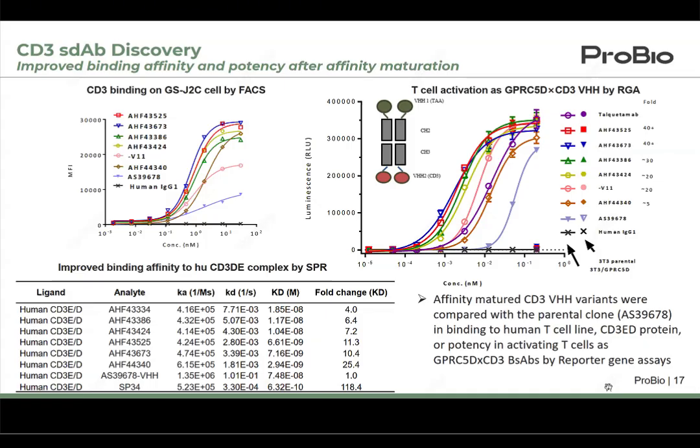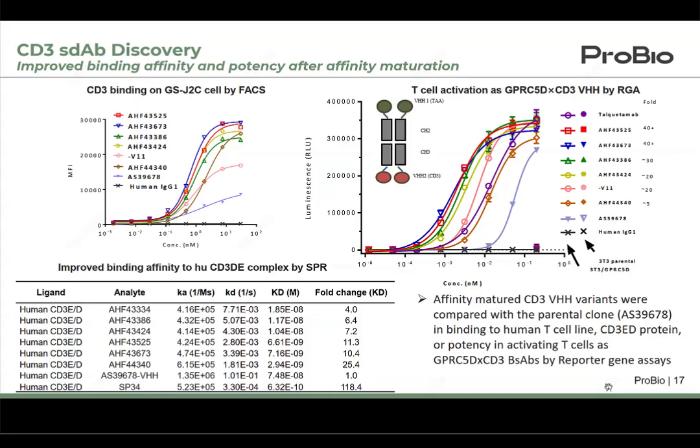The light blue one, the AS39678, is the parental CD3 VHH antibody. As you can see from the figure, after affinity maturation, the flow cytometry binding curves are significantly improved. And at the lower left panels, this is Biacore kinetics data comparing the parental antibody affinity versus the affinity matured variants. On average, this affinity is improved from 4 to 25 fold.